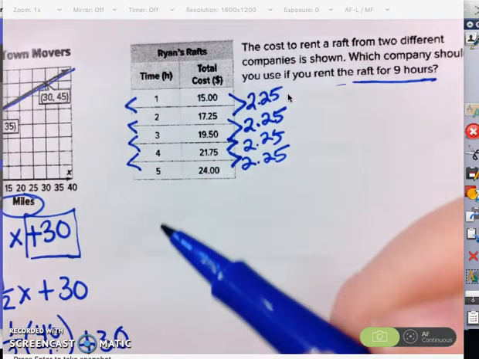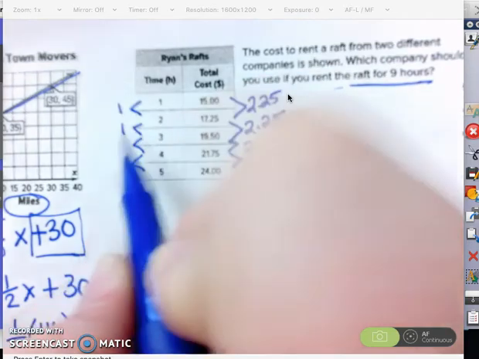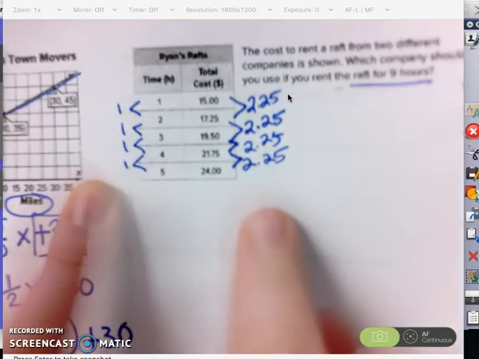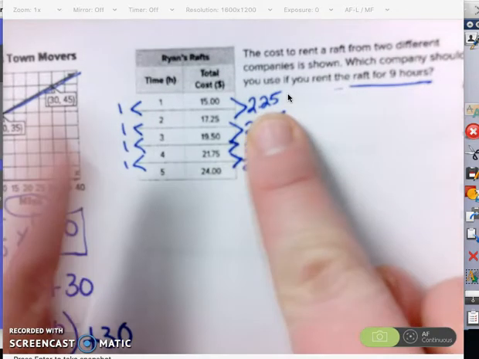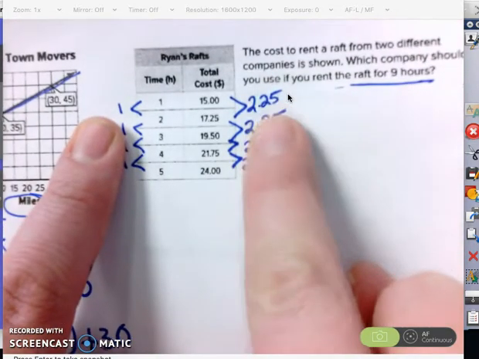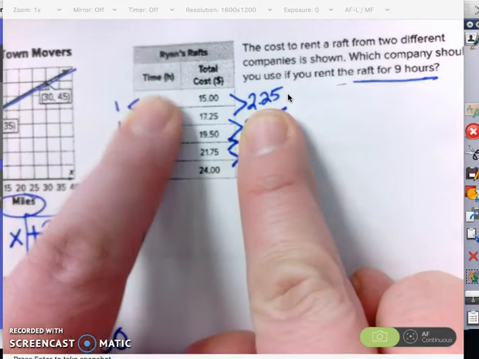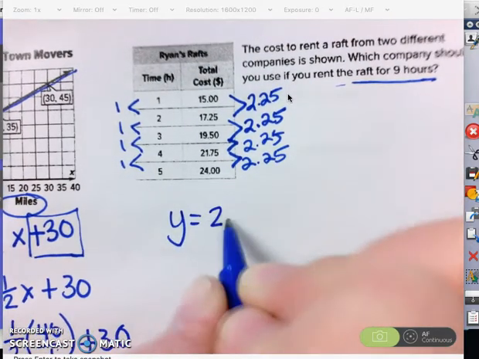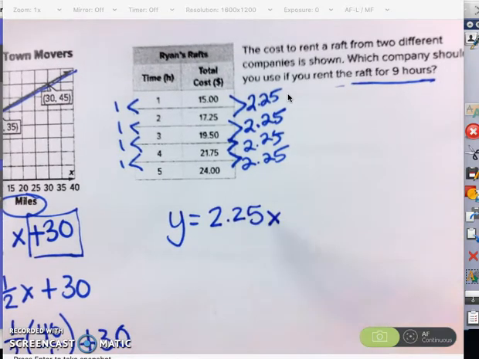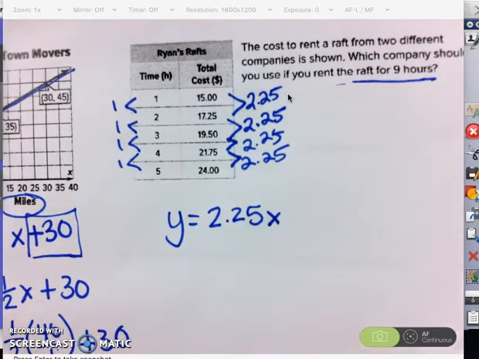Really cool. You unsubscribed. Okay, my rate of change is my change of my y, remember, over my change of my x. So 2.25 over 1. So $2.25 per hour. So it's going to be y equals 2.25x.